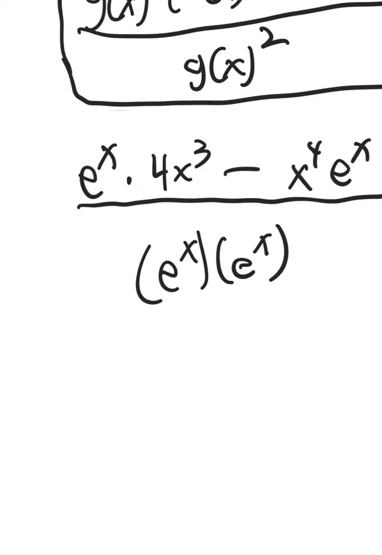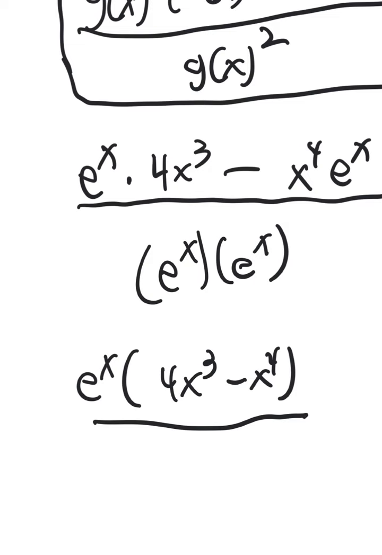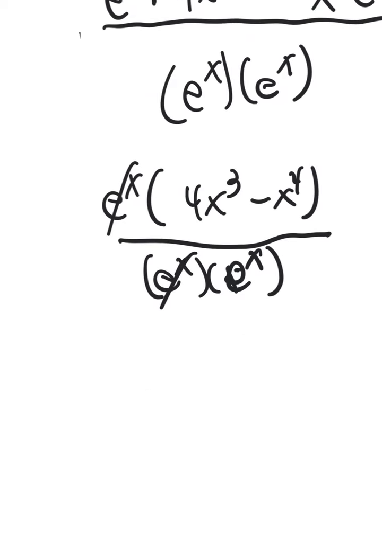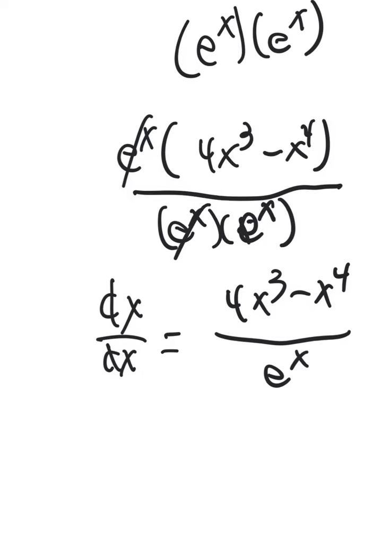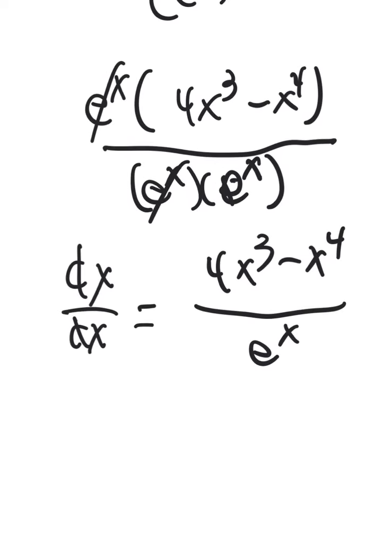And now we can simplify this a bit. We can factor out an e to the x from the top, and then we're left with 4x cubed minus x to the fourth over e to the x times e to the x, and then these cancel, and then we're left with our derivative dy over dx being 4x cubed minus x to the fourth over e to the x. And then again, like with the product rule, we can just plug in any point and then find the slope of a tangent line at that point. And we just plug it into this formula for the quotient rule.